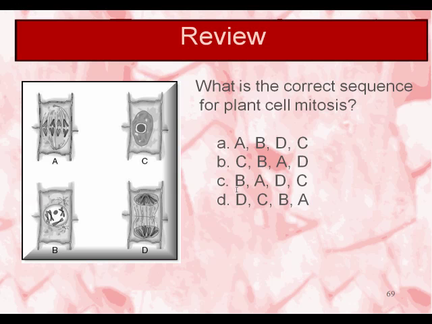What is the correct sequence of plant cell mitosis? We know the chromosomes are thread-like fibers at the beginning of mitosis. So we know that C is probably going to be our first slide. In B, we show the membranes are disappearing. The nuclear membrane begins to disappear, and we see the chromosomes have become condensed, so therefore B is our next sequence.